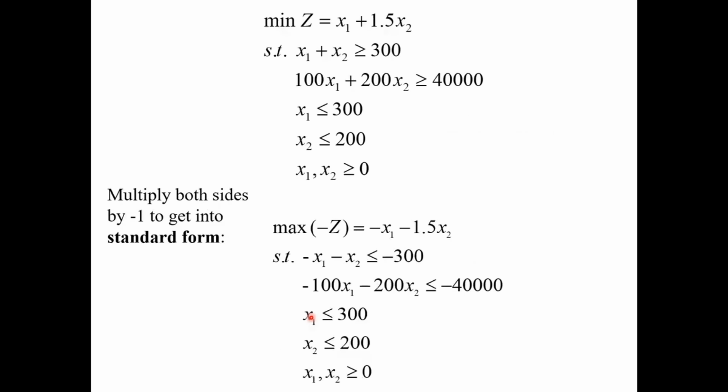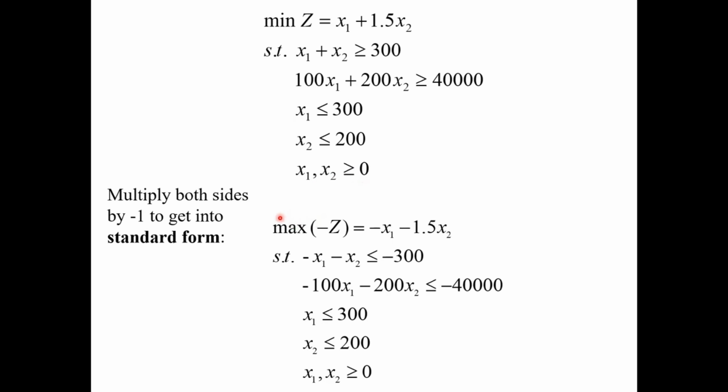That's another issue altogether. So again, we can write this in this form. Minimize Z is x1 plus 1.5 times x2. x1 plus x2 has to exceed 300. 100x1 plus 200x2 has to exceed 40,000. x1 is constrained to be less than 300, and the chemical pulp has to be less than or equal to 200, because these are plant capacity constraints, and x1 and x2 have to be greater than or equal to 0.